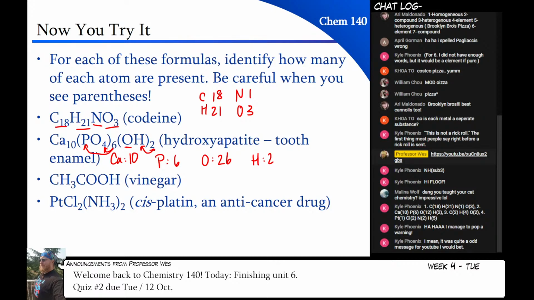So it can be tricky. You have to be careful about counting these. Make sure that you get all of them.